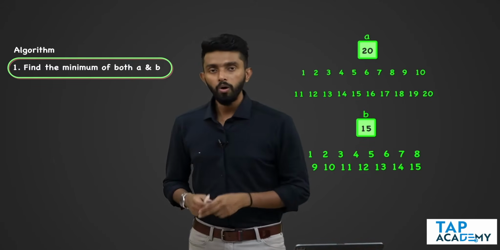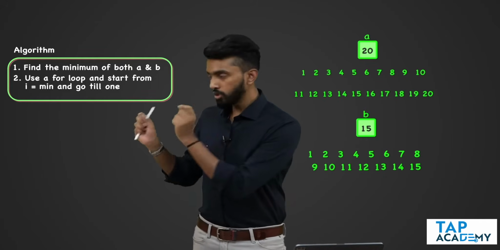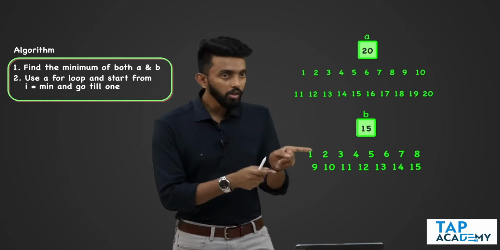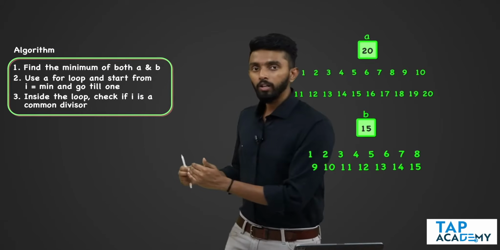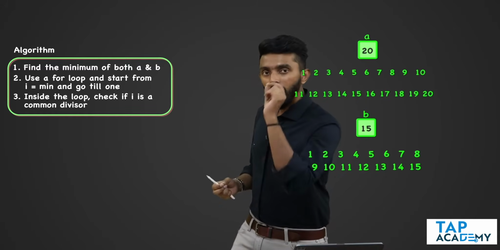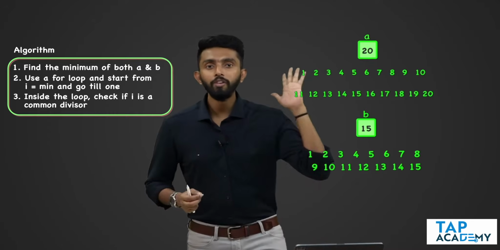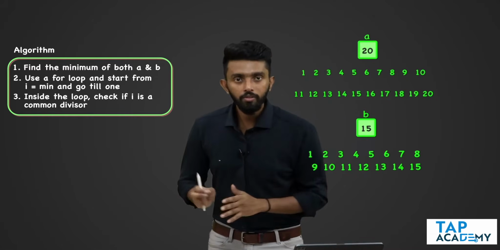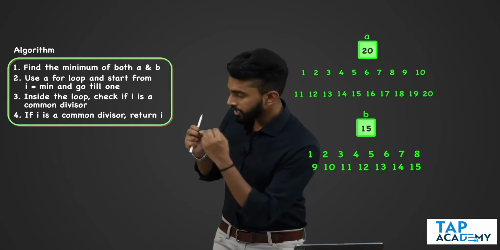Step number 2, iterate, that is use a for loop, start from i equal to minimum and go till 1. Inside the loop, check if i is a common divisor. Don't you think I can write it that way? If i is a common divisor, return i.